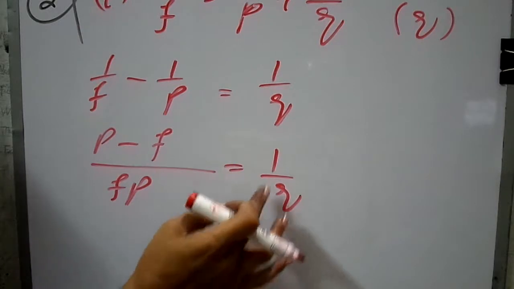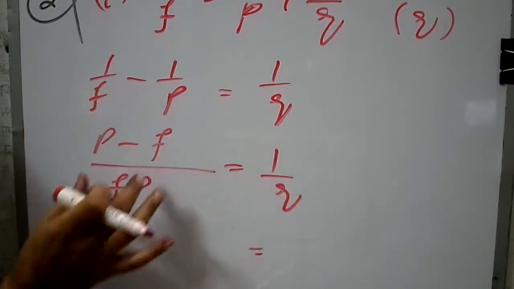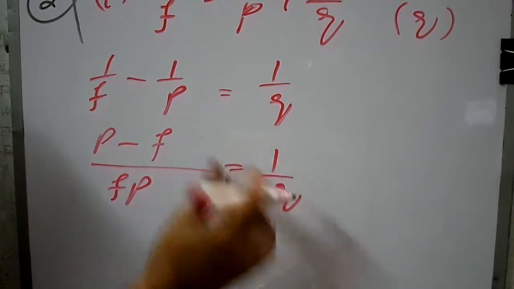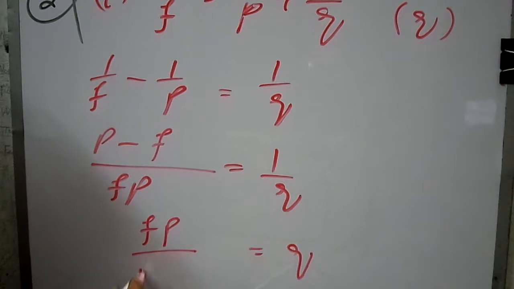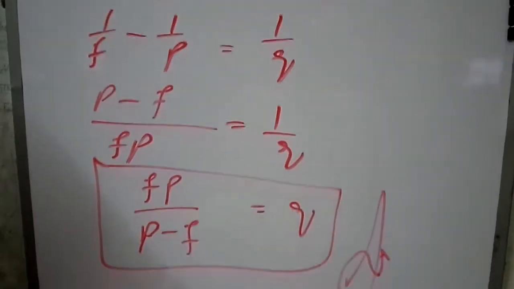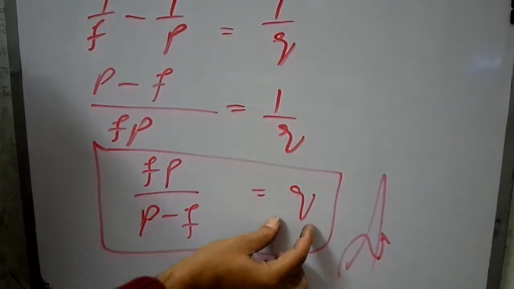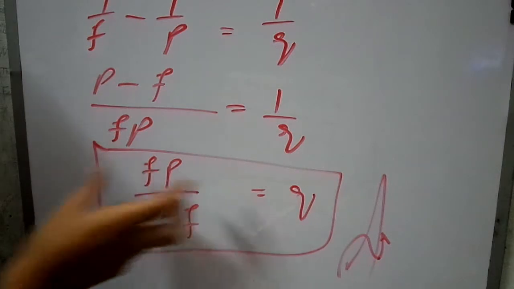When you need the value of Q, but here is 1 by Q, so when you invert, this will also be inverted. Here you have taken LCM, so after inverting, Q is equal to FP divided by P minus F. So that is your result. The value of Q is this one. So you have made Q the subject, FP or PF divided by P minus F. So that is your required result.